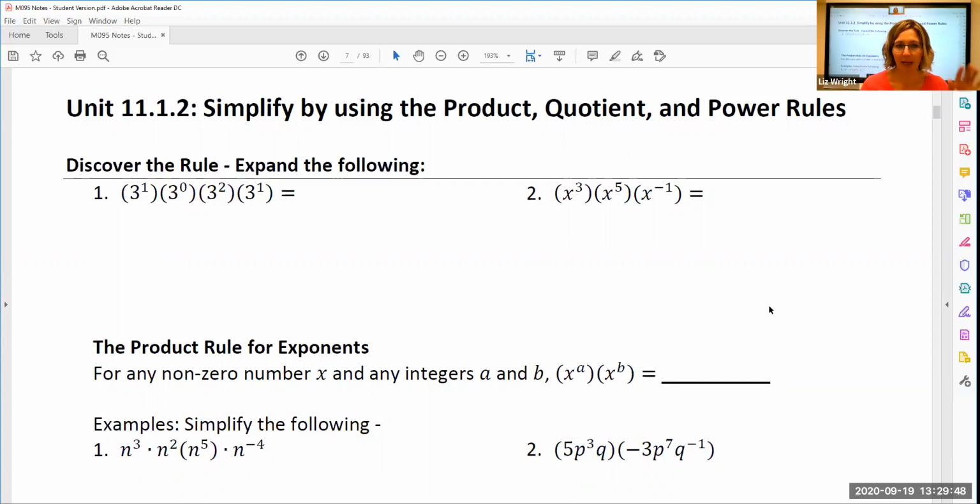Okay, so today you're also going to see a lot of places where it says discover the rule, expand the following. Some of you might remember some of your exponent rules, but this gives you the explanation for why that rule actually works out. So here we're just going to be expanding the following. This first one is just going to be 3, because we've got 3 to the first. And then we know that 3 to the 0 is just going to be 1.